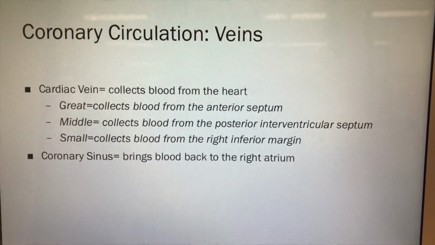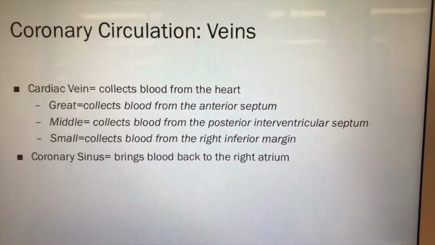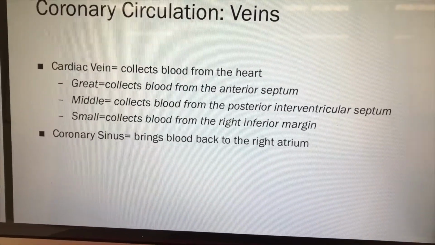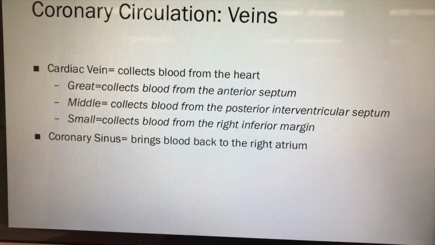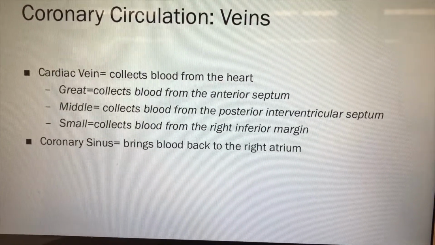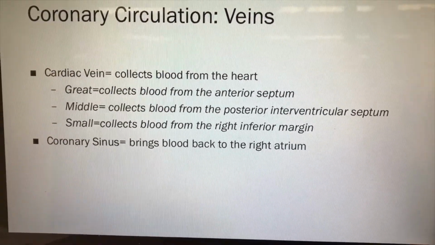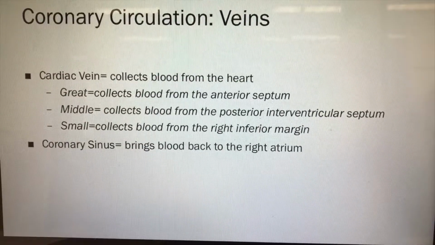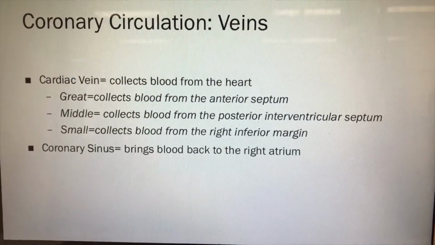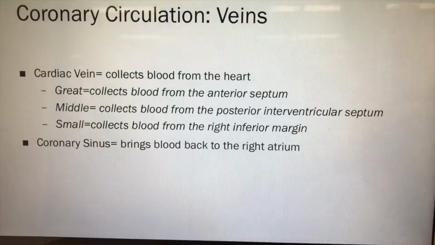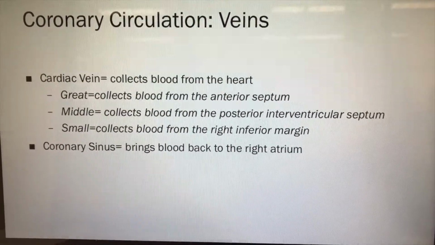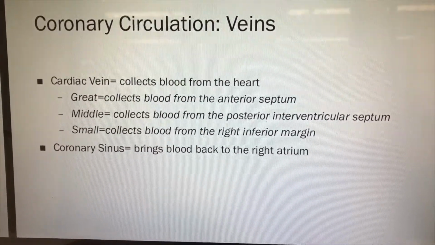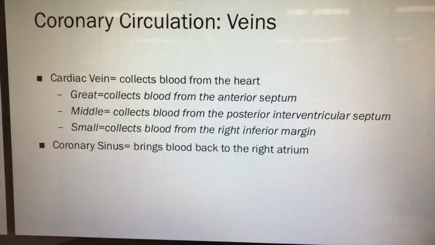Coronary circulation also has veins, which are located on the back of the heart. The cardiac vein collects blood from the heart, and there are three different types: the great, middle, and small. The great cardiac vein collects blood from the anterior septum. The middle cardiac vein collects blood from the posterior intraventricular septum, and the small cardiac vein collects blood from the right inferior margin. The second one is the coronary sinus, which brings blood back to the right atrium.